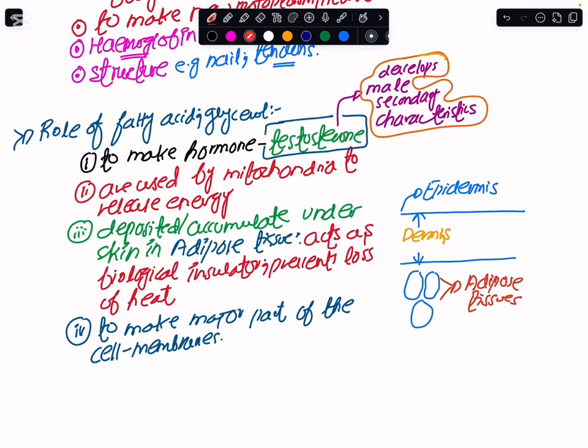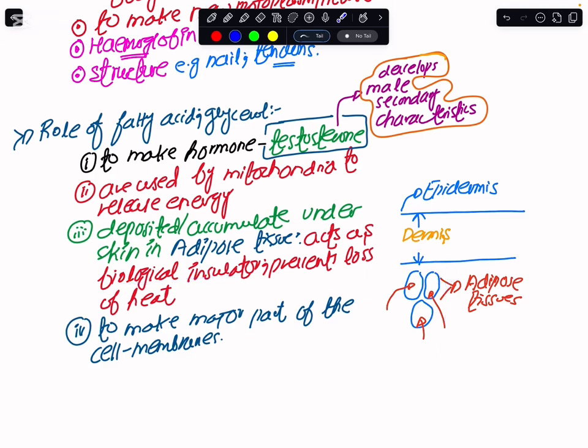In these adipose tissues, the fatty acids and glycerol accumulate. When they accumulate, they make a kind of barrier for the heat to escape. That is the reason that animals that live in the very cold areas of the world deposit these fatty acids and glycerol in the adipose tissues in the form of fat, and that acts as a biological insulator and prevents the loss of heat.